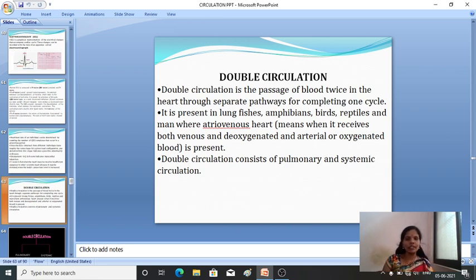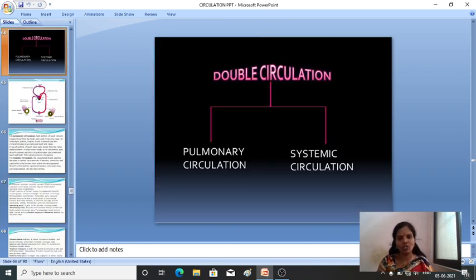So again you have to keep in mind the definition of double circulation and the two types of double circulation. Double circulation is the passage of blood twice in the heart. Here we will be dealing with two types: one is pulmonary circulation and another one is systemic circulation. We'll see in detail what changes take place during the pulmonary and systemic circulation.